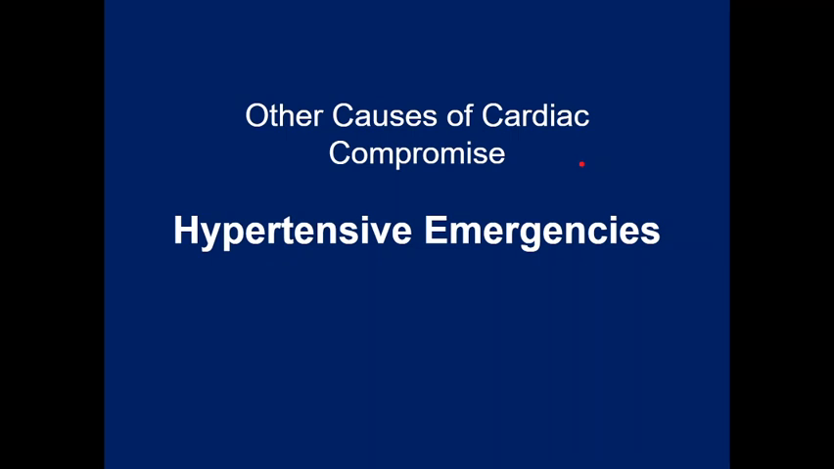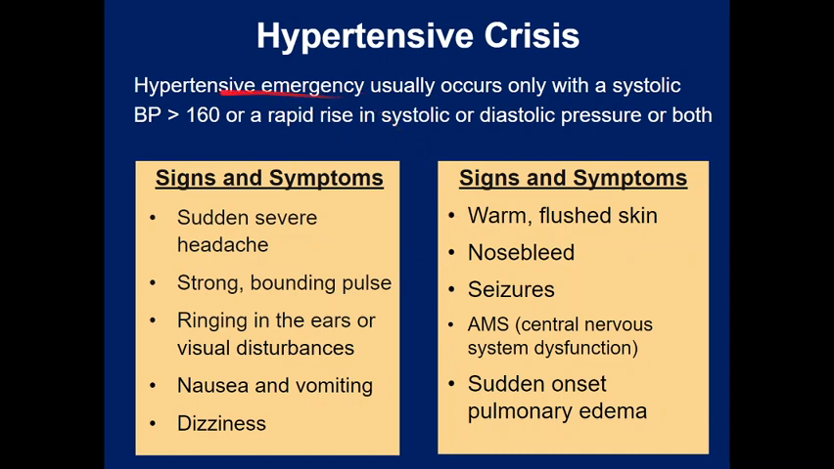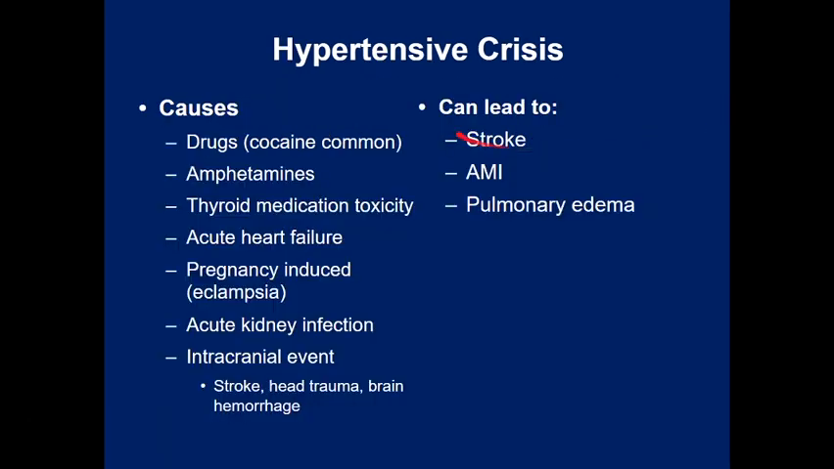Okay, let's keep going. Other things to think about for cardiovascular emergencies would be hypertensive emergencies. A hypertensive emergency occurs with a systolic of 160 or higher, or a rapid change in either systolic or diastolic. Now, I think this number, depending on where you read, could be different. I learned it as 180. Just know high blood pressure is not good. So some signs and symptoms you'll see: sudden onset headache, bounding strong pulses because of the high pressure, nausea, vomiting, dizziness, warm flushed skin. You might burst blood vessels and get nosebleeds. You could have sudden onset flash edema because of the high pressure, dizziness, altered mental status, and you can actually have seizures.